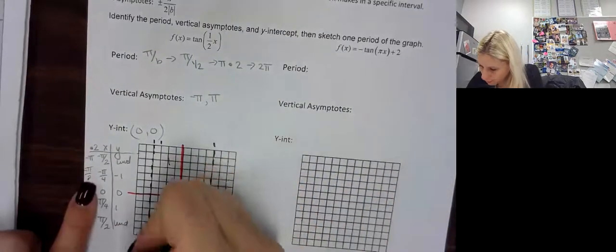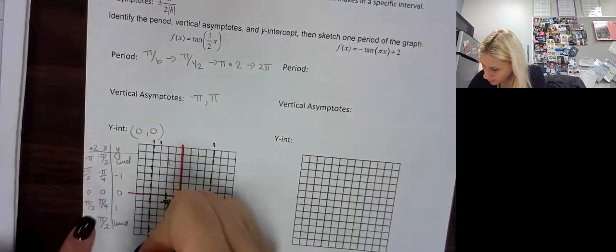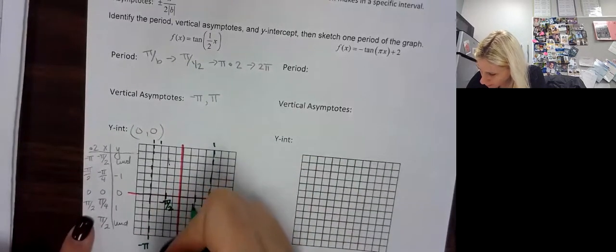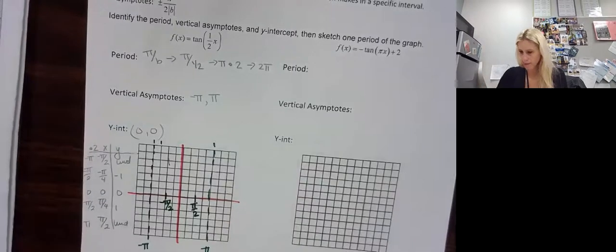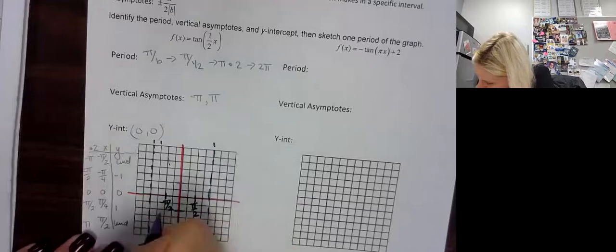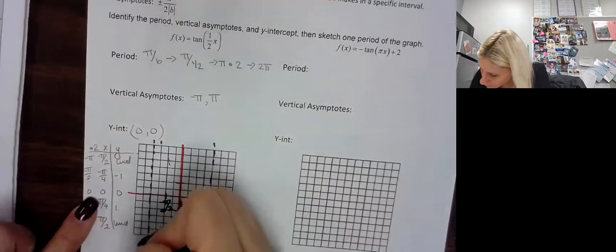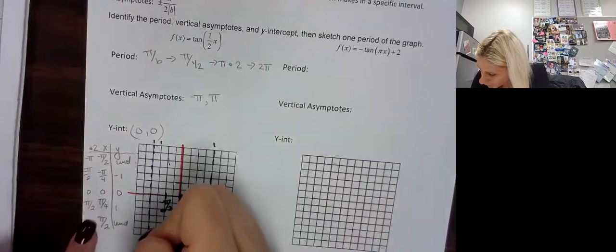Now I know I'm going to have a point at negative pi halves and one at pi halves. All right, ready to graph, guys? So at negative pi over 2, we have negative 1. Let's see, let's do 2 again, at 1 and negative 1. So right here, I have 0, 0. And we have pi over 2, 1.